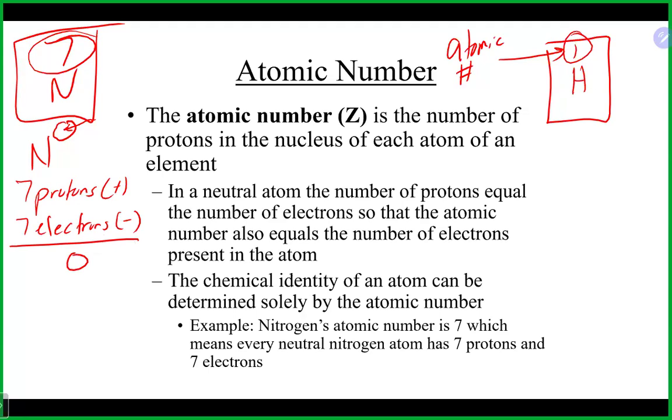Could I ever have a nitrogen atom with 5 protons? It would not be nitrogen, right? We could never have a nitrogen atom with 5 protons, because number 5 on the periodic table is boron. It is the protons which tell you what element you're dealing with. And that is why, as I mentioned earlier, in a chemical reaction we never change elements, because it only involves electrons. It never involves protons.